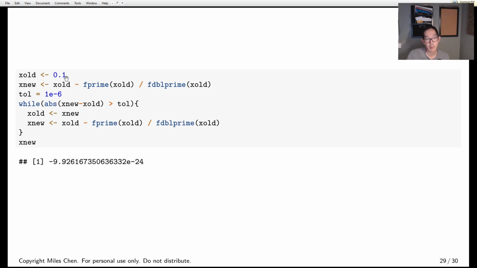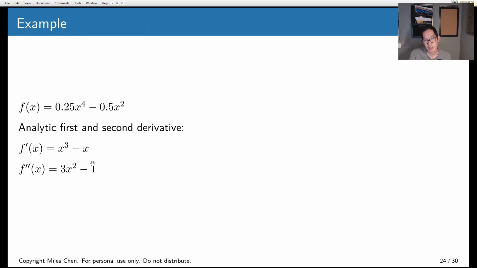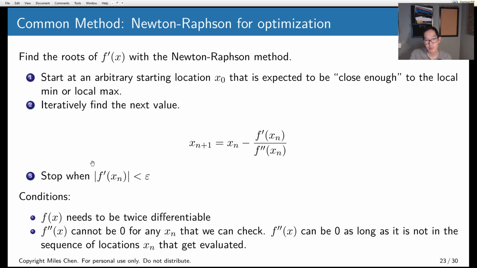Here, if I start off at 0.1, it gives me a value very close to 0, on the order of 10 to the minus 23. That's where we quit out, okay? If I start off at x is -10, I end up at a -1. So this is just an example of applying a root finding method, that is Newton-Raphson method, to the derivative f prime, but it could be applied to any of the other functions.